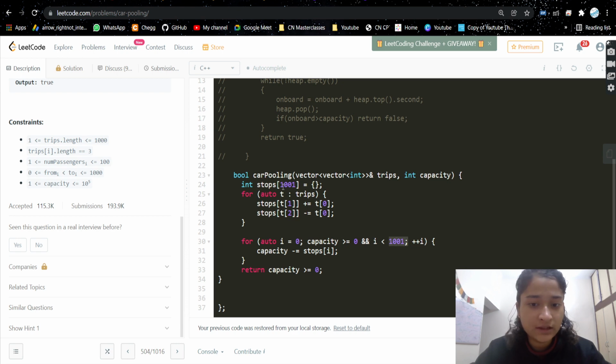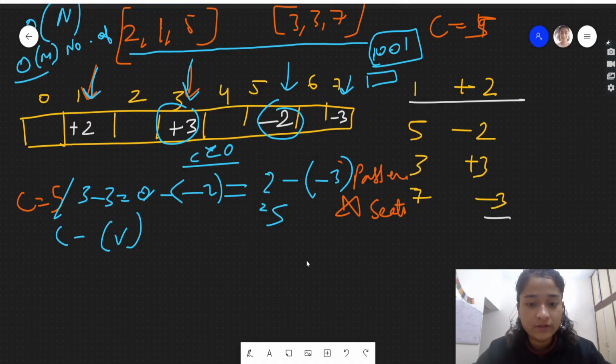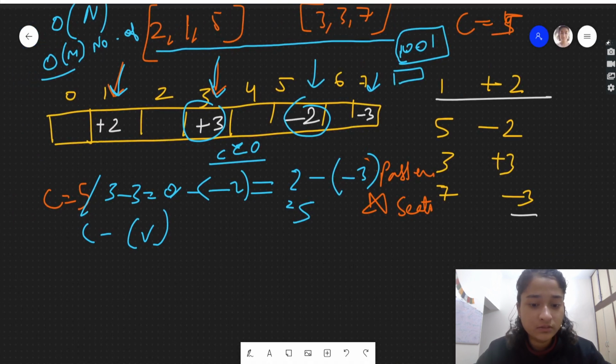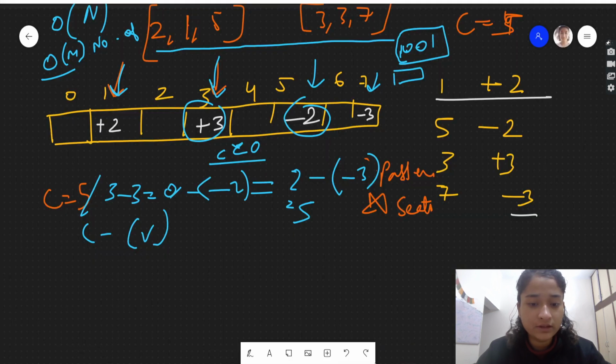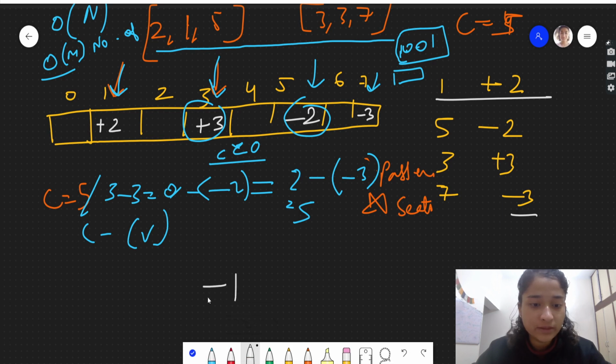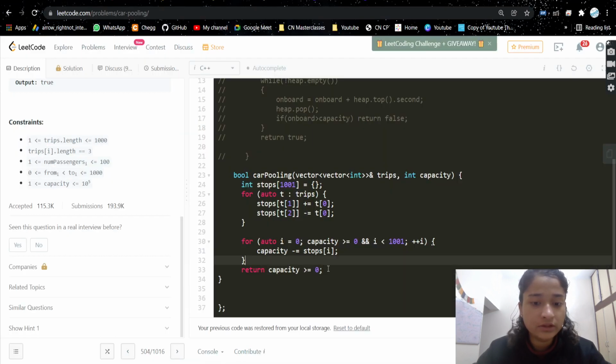It has 1001 size, and if at any point of time capacity becomes less than 0, then we'll stop. And we are subtracting the value from the capacity, and if at last capacity is greater than or equal to 0, then return true. Otherwise if it's negative, like it was here when we did for capacity 4, it was coming minus 1, right? So if it was coming minus 1, then it is not valid, return false.